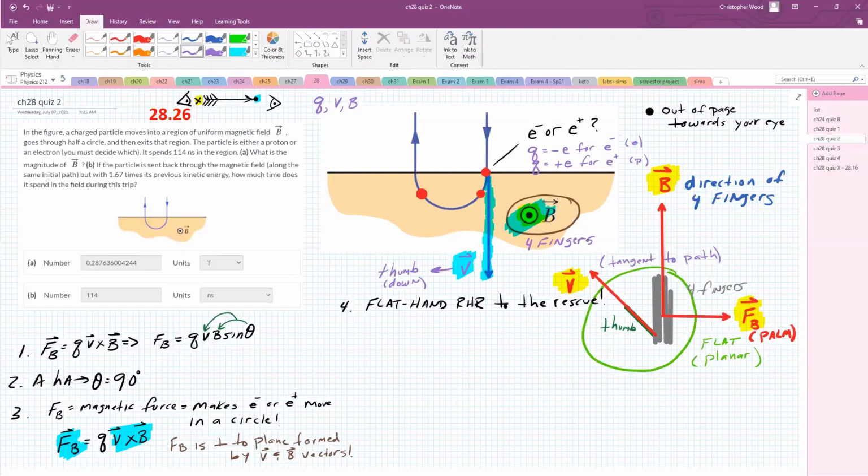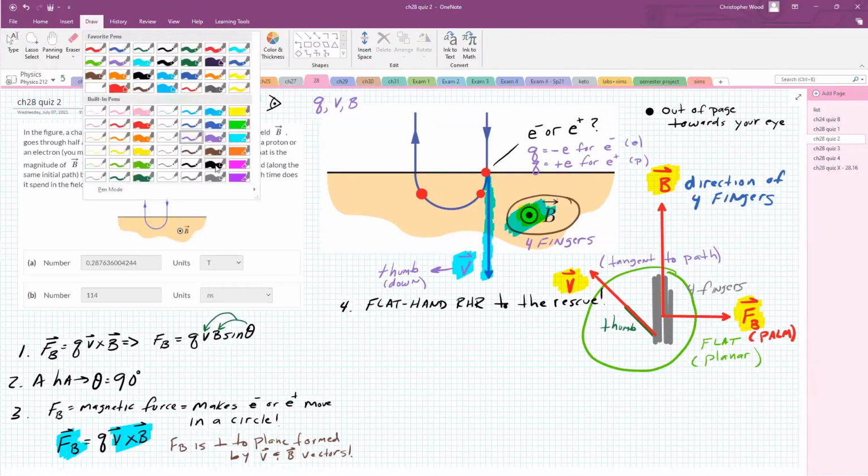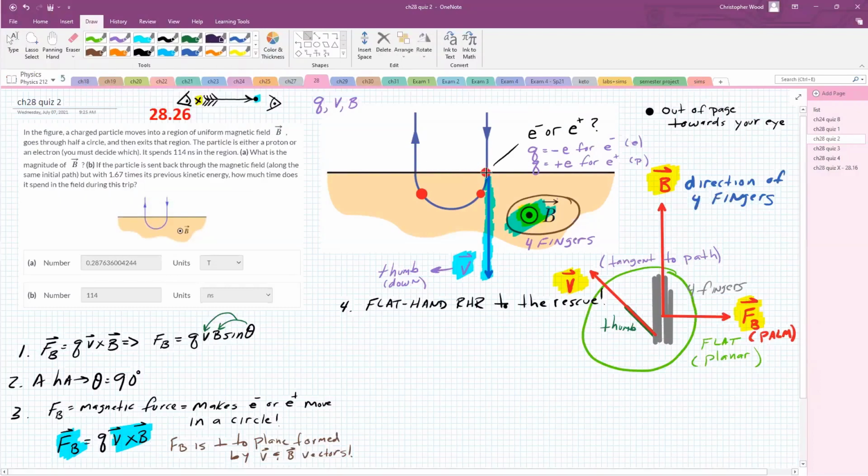So I need to make really sure about that. My four fingers are pointing in the direction of the magnetic field, which means they're coming out toward my eyeball, which is why I see it as a dot. My thumb is for the velocity direction. My thumb is pointing straight down. My palm is facing that way. That's the direction of my magnetic force. So I'm going to draw my magnetic force vector right here. There it is. My magnetic force vector is just going to the left.